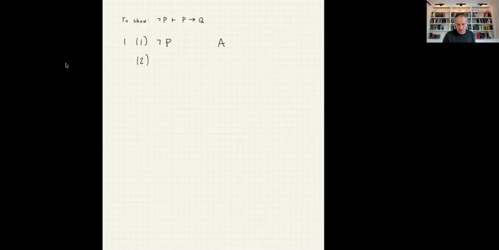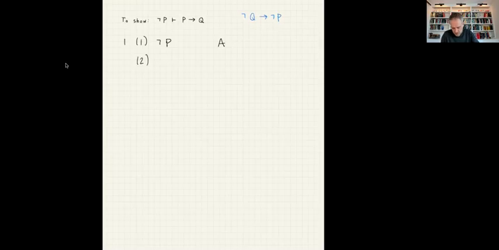So actually, this problem, to show that from not P you can get if P, then Q, is in essence the same as from not P getting if not Q, then not P. The P arrow Q is equivalent to not Q arrow not P. So what I'm going to do is derive that, and then basically apply contrapositive and get P arrow Q.